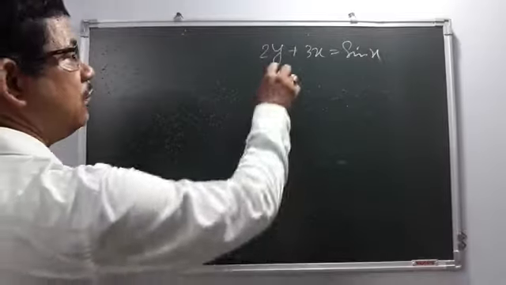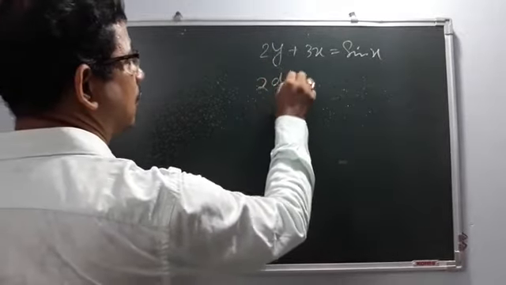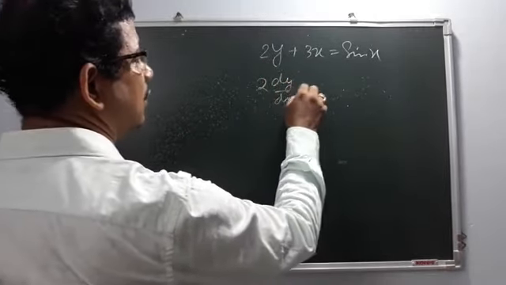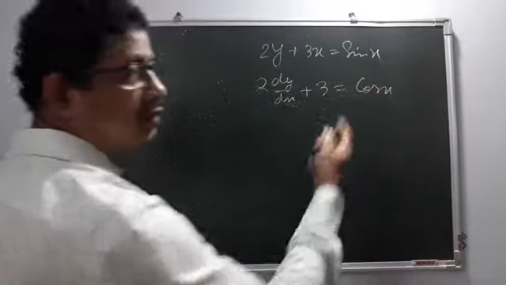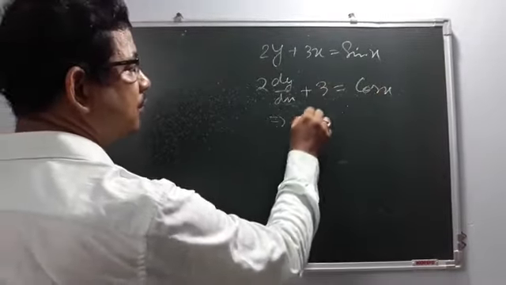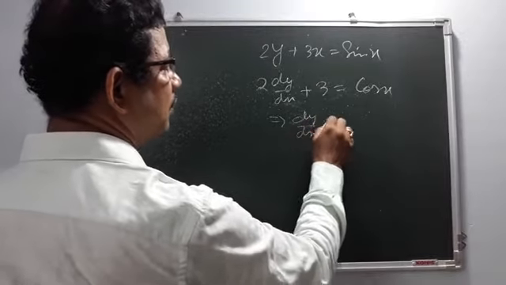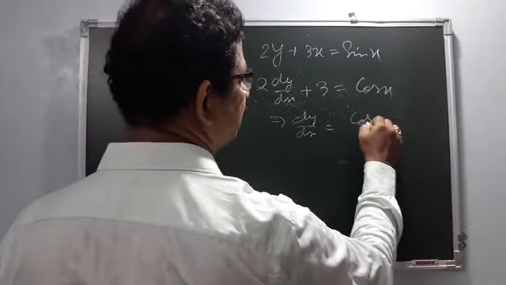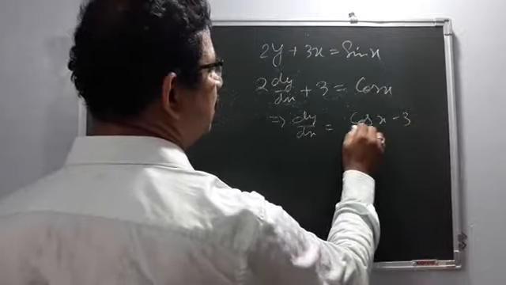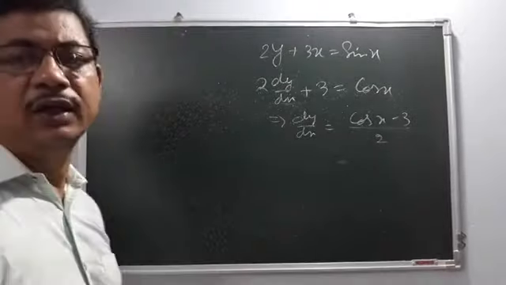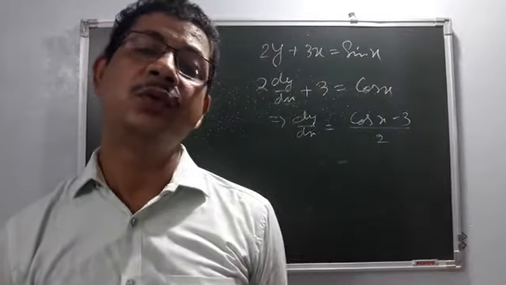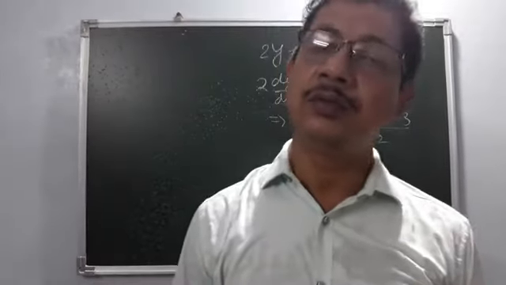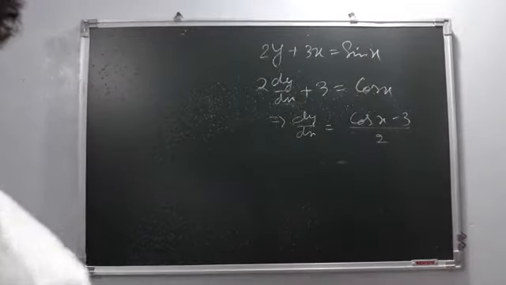both the sides. If we differentiate this one with respect to x, this is dy dx. If we differentiate only 3, and if we differentiate sin x, this is cos x. Now see, so what is dy dx? It is simple: 3 will go this side, cos x minus 3 divided by 2. So see, if an explicit or implicit function is there, simply what we have to do, we have to differentiate both the sides, nothing to do extra.